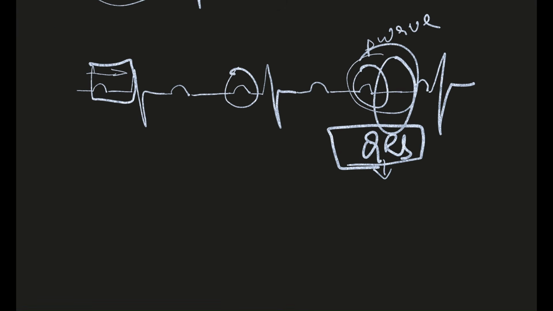So I highly recommend you see the ECG: scroll down, go to Google, search for type 1 and type 2 Mobitz heart block, and you will see many examples, and that's how you will remember it.